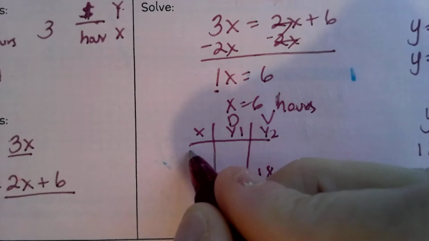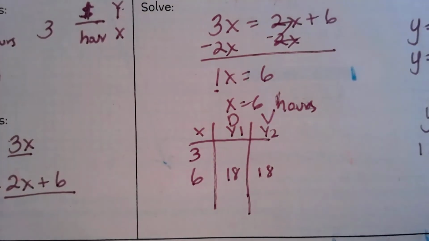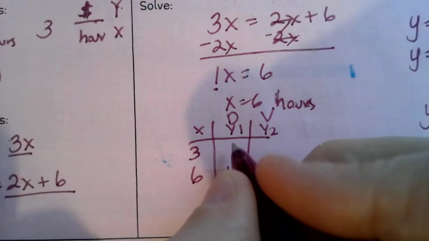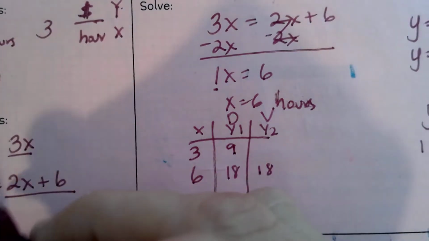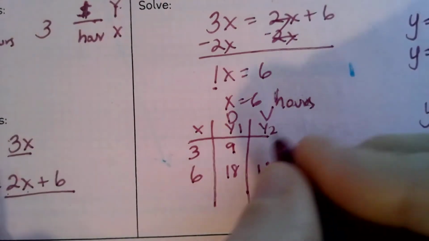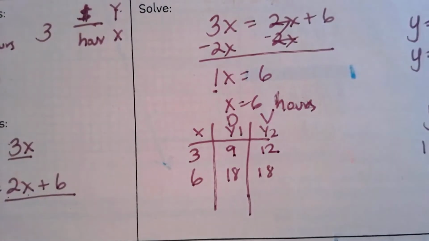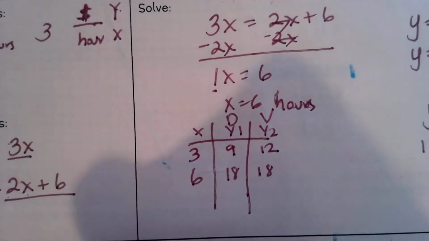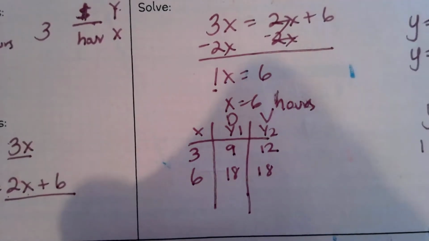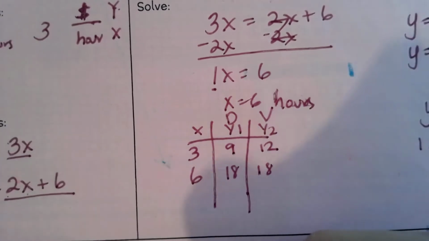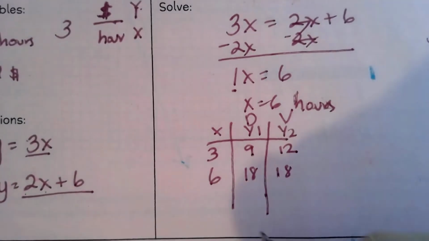Well, what about 3 hours? Who's a better price for 3 hours? Well, Daniela is 3 times 3. She's going to charge me $9. Victoria is going to be 2 times 3 plus 6. That's $12. So I want to pick Daniela when it's 0 to 5 hours because she charges less.